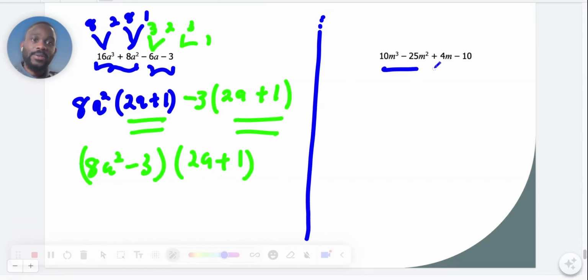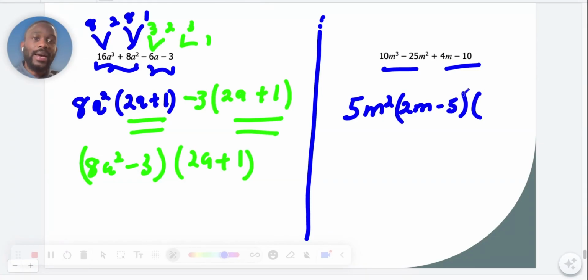Again, factor the first 2 terms, and then the last 2 terms together. And then first look at the ordering of this polynomial. Are the exponents in descending order? I see they are. So looking at 10 and 25, the greatest common factor here is 5. So if I factor out 5m squared, I'll be left with 2m minus 5.